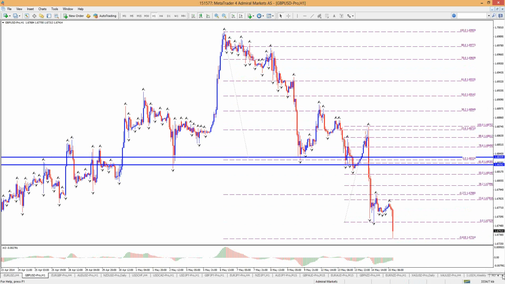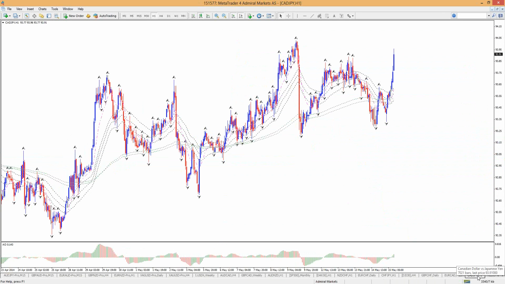CAD yen, let's take a look. CAD yen and CAD Swiss. Oh, wow. Yeah, the dollar CAD did fall yesterday, and the dollar yen is moving up, so then the CAD yen is moving up more, of course.